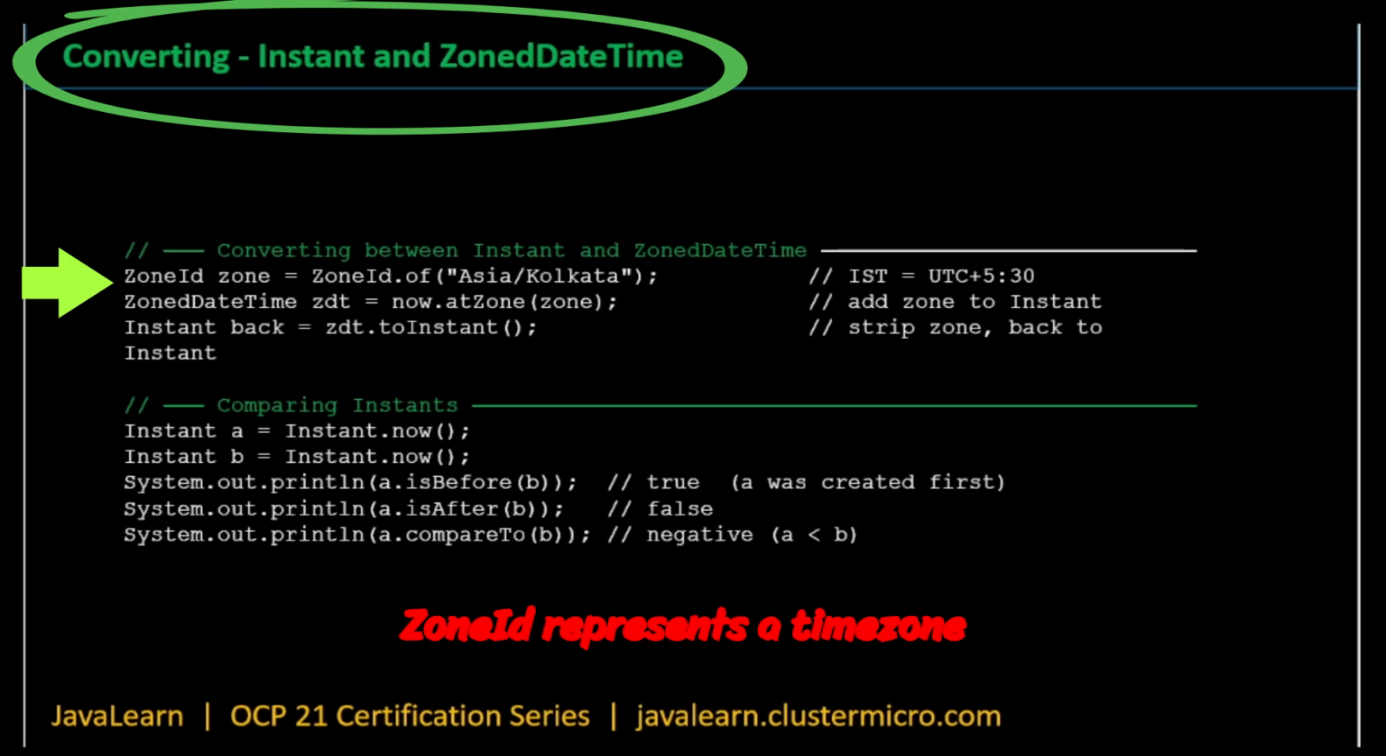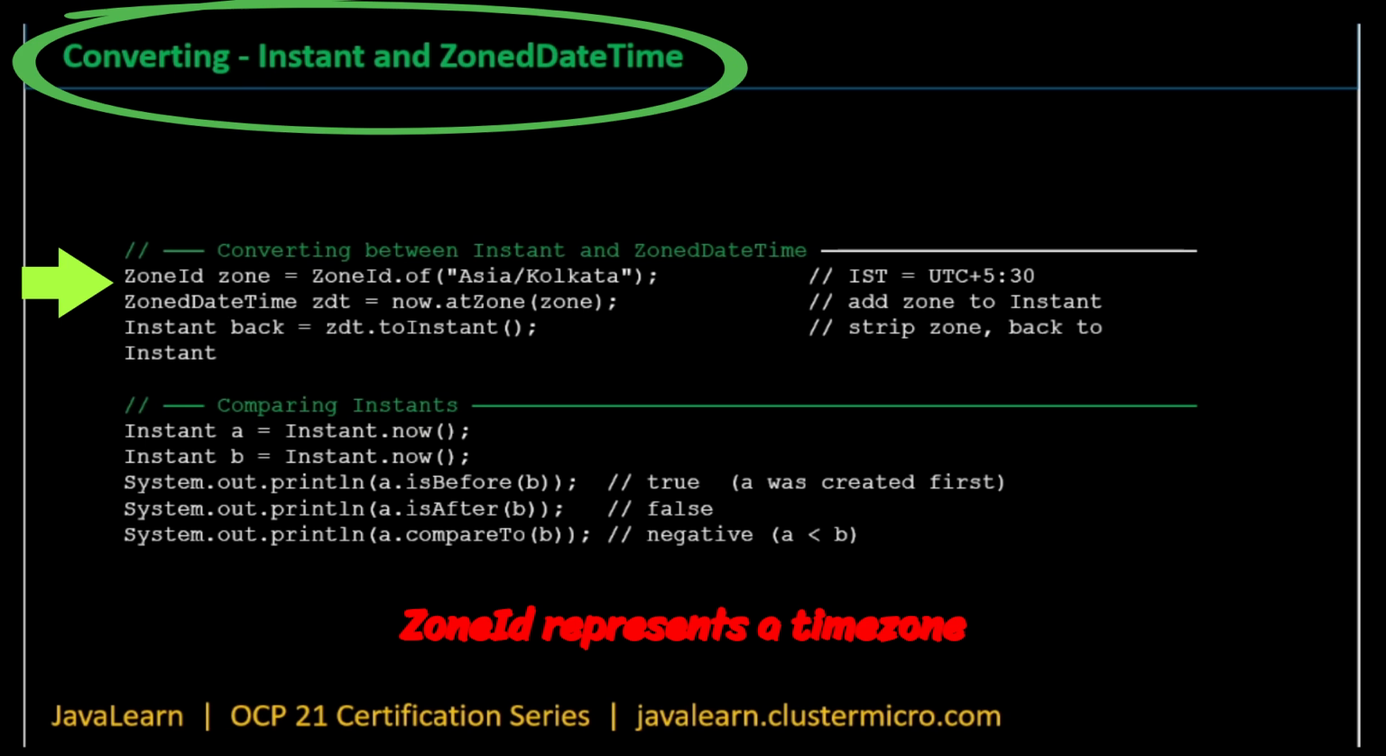Then we have ZonedDateTime zdt equal to now.atZone(zone). So atZone is called on the Instant and takes a zone ID. It attaches the time zone to the Instant, converting it from machine time to human readable time in the specified zone. Okay. So what this does internally is take the UTC timestamp stored in now and calculate what date and time that corresponds to in the Asia/Kolkata time zone.